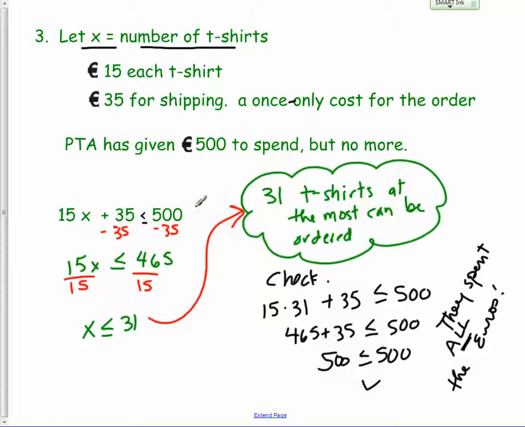And then you just solve this the way you solve an equation. Subtract 35 from both sides, and 15 times the number of t-shirts has to be less than or equal to 465 euros because I had to pay that shipping. Divide both sides by 15. I want to know how many groups of 15 are in 465. Well, there happens to be exactly 31. So the booster club, student government, whoever's buying the t-shirts, can buy less than or equal to 31 t-shirts. So 31 t-shirts is the most that can be ordered. When you check it, 31 times 15 is 465 euros, plus my shipping is 500 euros, and they spent all of the euros, which is okay. They could spend at most 500, so they could spend all 500 and have no money left, and that's okay.